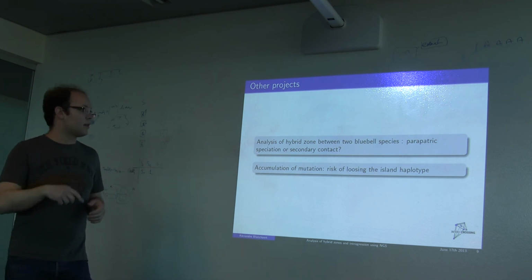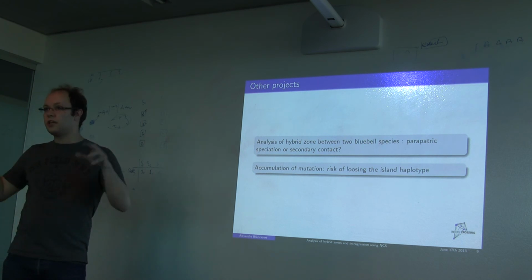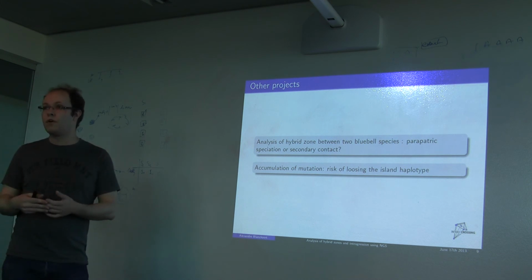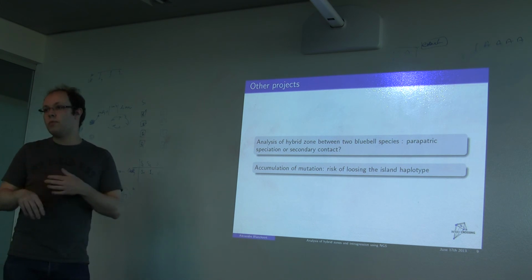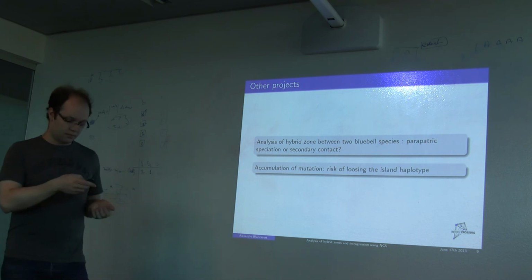The secondary contact scenario is just that you have the two populations that are truly separate, there is no migration, they just evolve on their own, and then you put them back together. They are divergent enough to not be able to mix anymore, but not enough because they are still able to mate and to produce this hybrid.